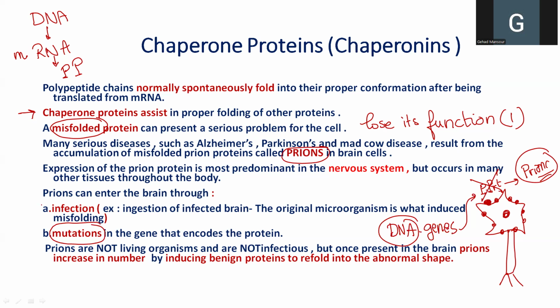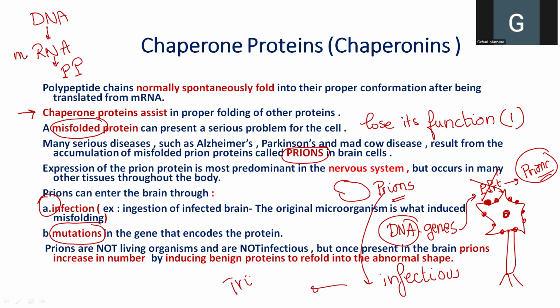The second source is infection. But infection here is not through an infectious organism. The infection here is through the prion itself, because if you ingest, for example, the brain of an animal that is infected with mad cow's disease, and therefore contains prions, these prions are infectious, but they are infectious in the meaning that they will trigger other normal prion proteins to be misfolded into prions.